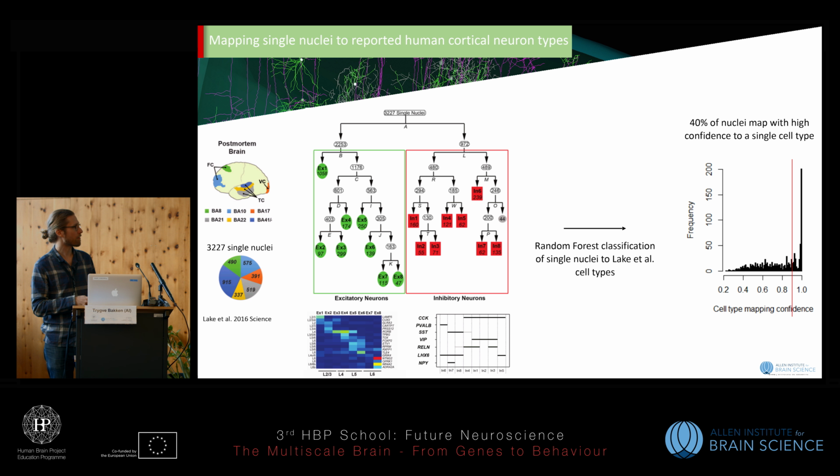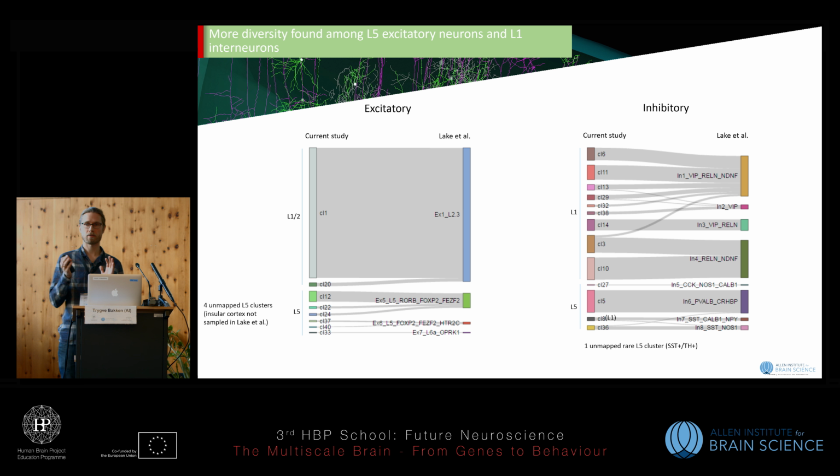And this is showing how confident we were in that mapping. A majority of them mapped quite well to these different types. If we look just at those nuclei that seem to map well, we can then compare. We can say, for the clusters we found in our study, which clusters do they map onto in this Lake et al. study? As I already mentioned, this very large, homogeneous excitatory cluster, mostly from layer 1, mapped onto their layer 2, 3 cluster.